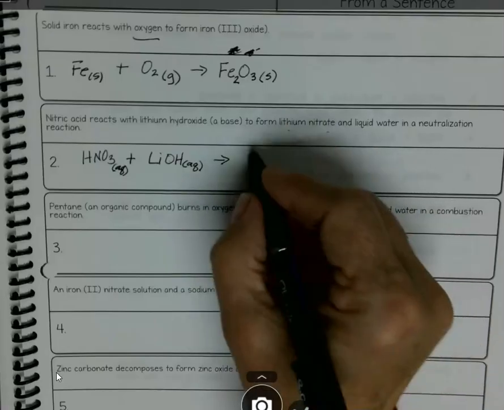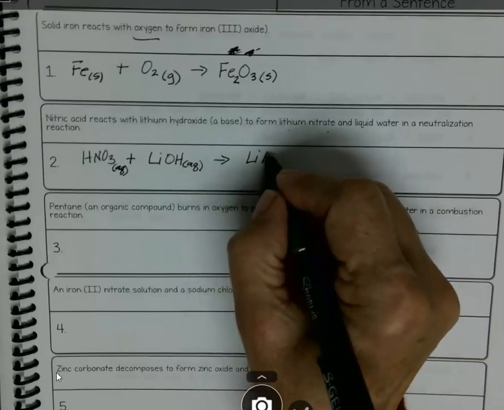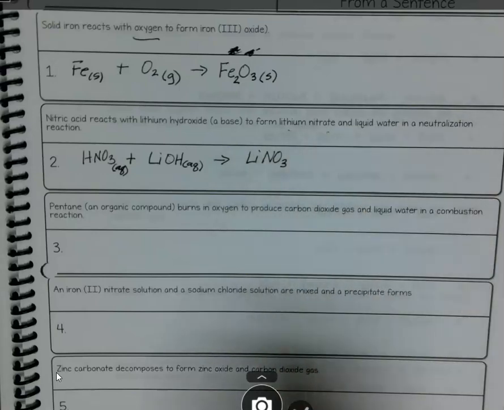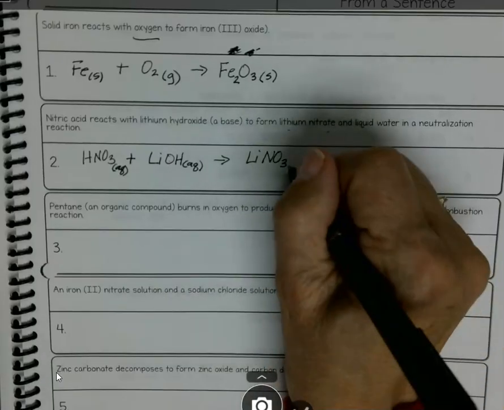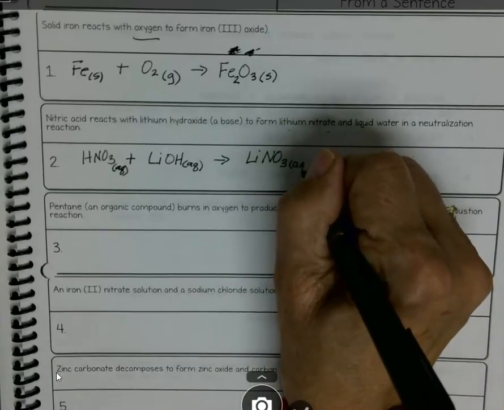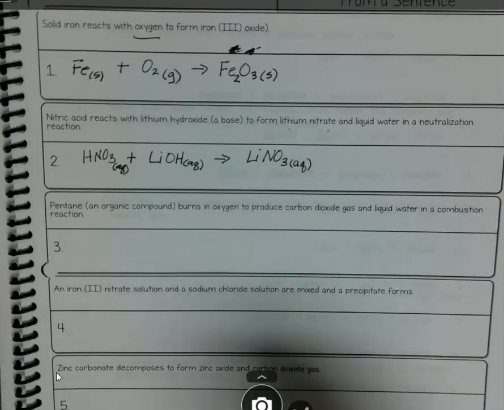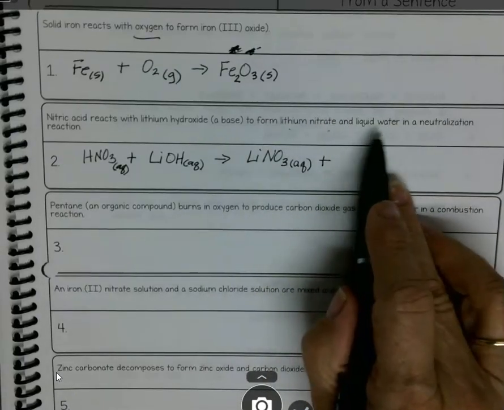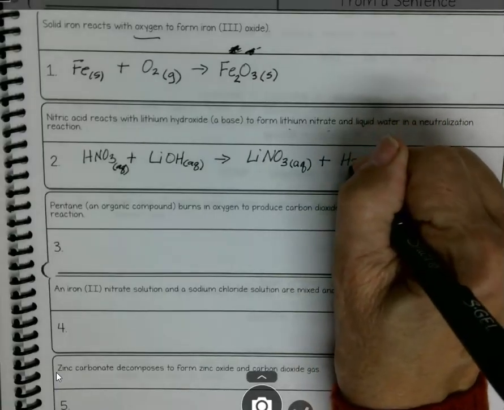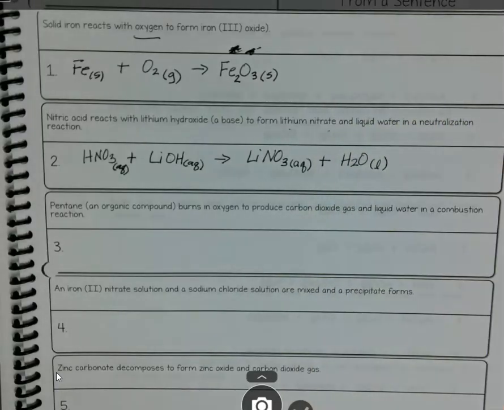It will form lithium nitrate, LiNO3, and you would know whether or not that is aqueous or a solid by, again, looking at your chart and seeing if it is soluble or insoluble. All nitrates are soluble, so that is going to be aqueous. Plus, and then it says liquid water, so we know it's H2O liquid. Okay? So again, those are the things you're going to have to be able to do.